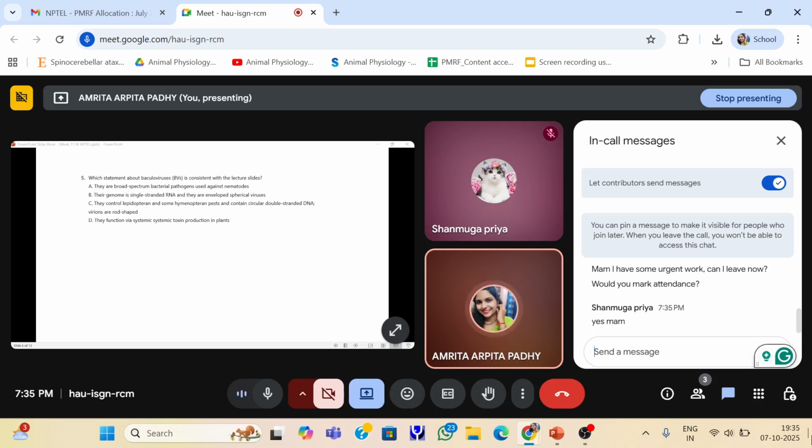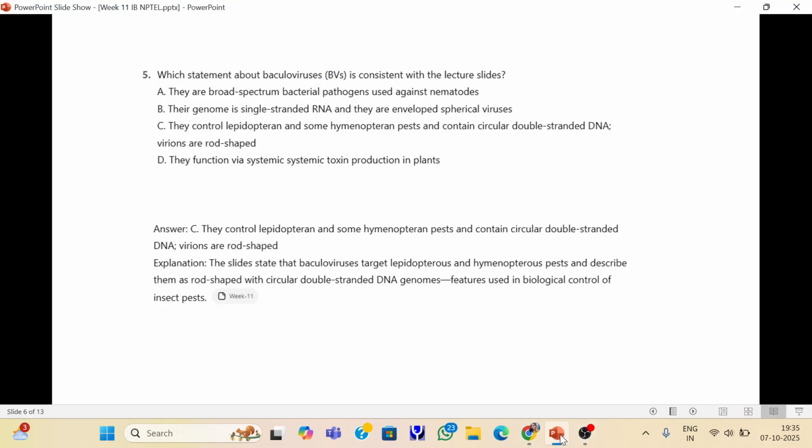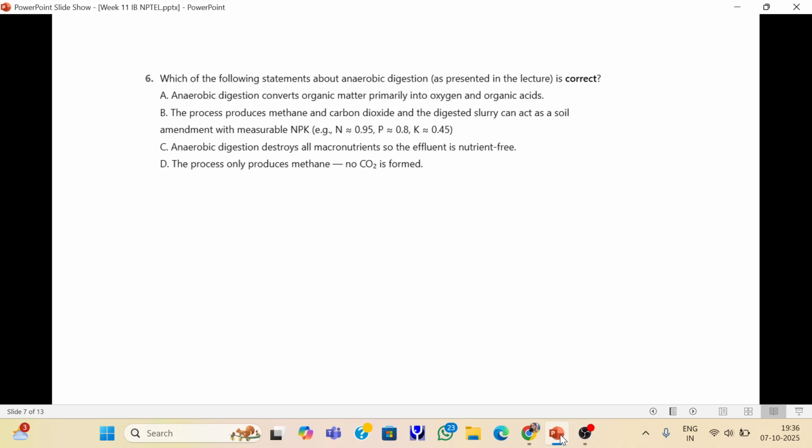Okay, let's see what is the correct answer to this question. It is C. They control lepidopteran and some hymenopteran pests and contain circular double-stranded DNA. Virions are rod-shaped. So the explanation given is that baculoviruses target lepidopteran and hymenopteran pests and are described as rod-shaped with circular double-stranded DNA genomes. These are the features used in biological control of insect pests. So this statement is correct about the baculoviruses. Okay, it's quite clear. Moving on to the next.